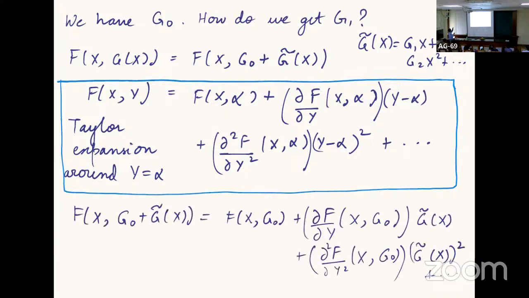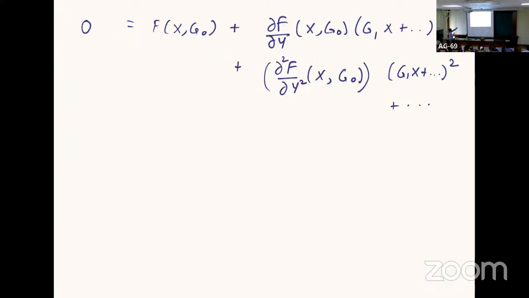And now instead of y, I'll plug in the root g(x) again, and then I'll expand it around the point g0. And I'm just opening it out. And this is again the same expression, except g tilde of x, I've written it as g1 x plus dot dot dot and so on.